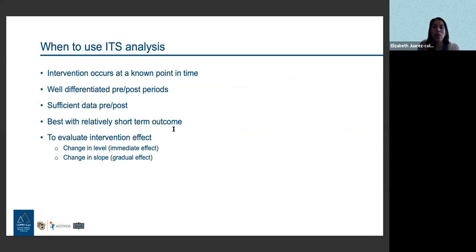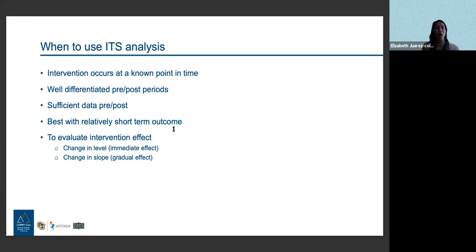So when can we use ITS analysis? When we know the timing at which the intervention occurred. When we have well-differentiated pre-periods and post-periods, so that we can say clearly, this was before the intervention, this was after the intervention. And also when we have sufficient data. As you can imagine, if we're trying to fit a trend before the intervention, we need to have enough data points to fit that trend in a reliable manner.